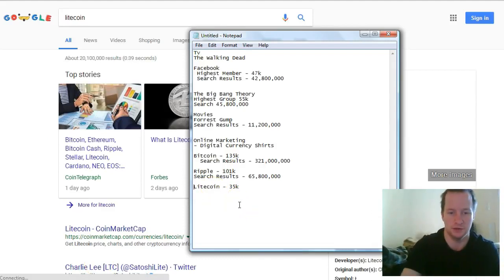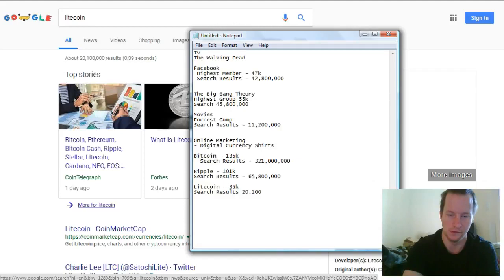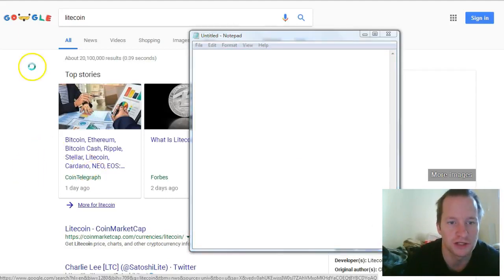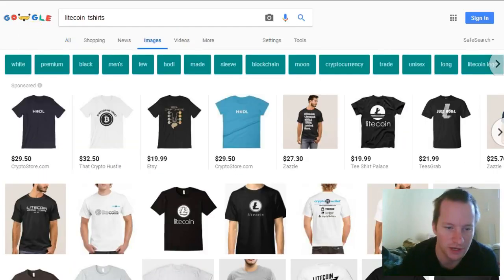Okay, so Litecoin search results has 20 million results. Okay, so let's look at some t-shirt designs. We got some general ideas. Basically the logo with the icon here.